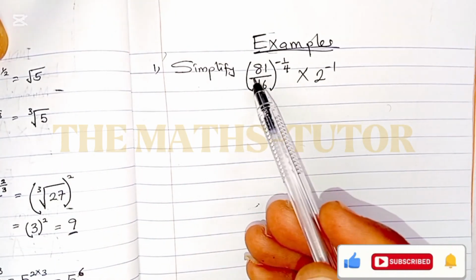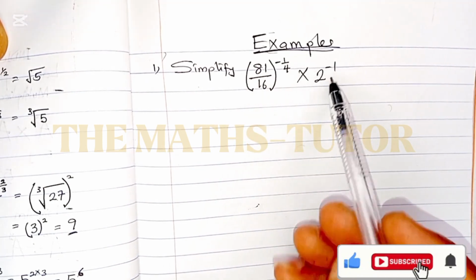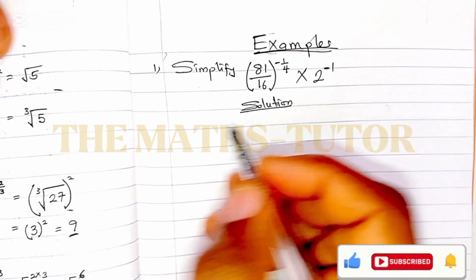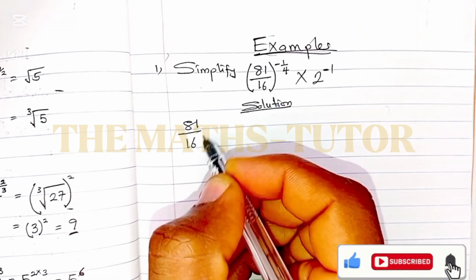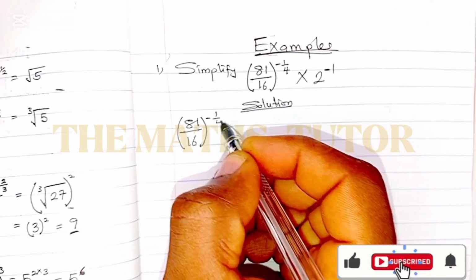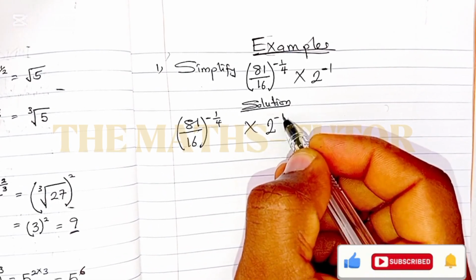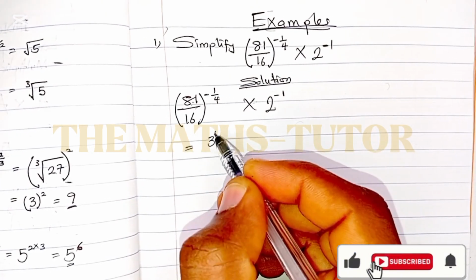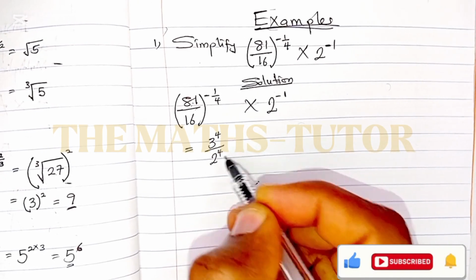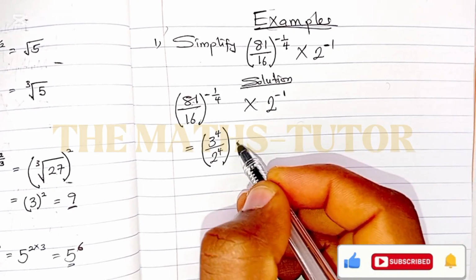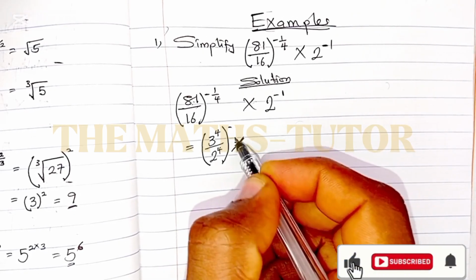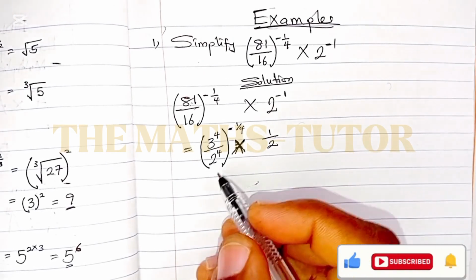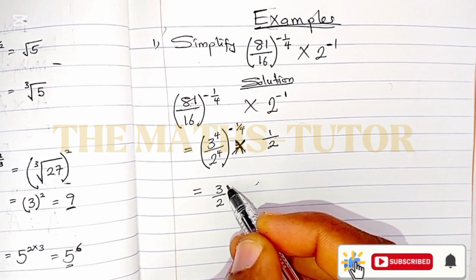So let's look at some examples. Here we have 81 over 16, all raised to the power of minus a quarter, multiplied by 2 raised to the power minus 1. What do we do? We express 81 and 16 in their lowest form. And that will give us 81 is expressed in terms of 3 as 3 raised to the power 4. Same way 16 will give us 2 raised to the power 4, all values raised to the power minus a quarter. Multiplied by 2 raised to the power minus 1 will give us 1 over 2 from our previous law.